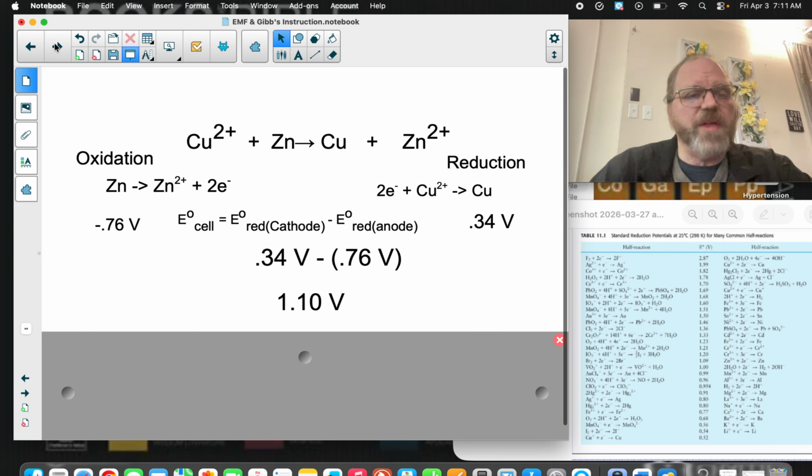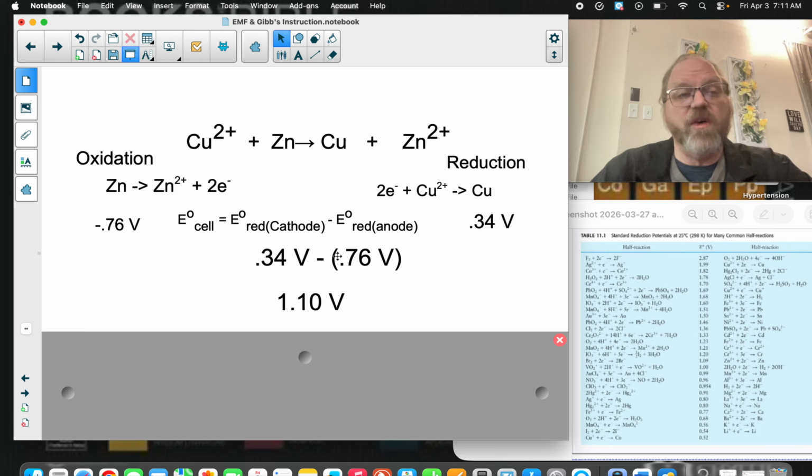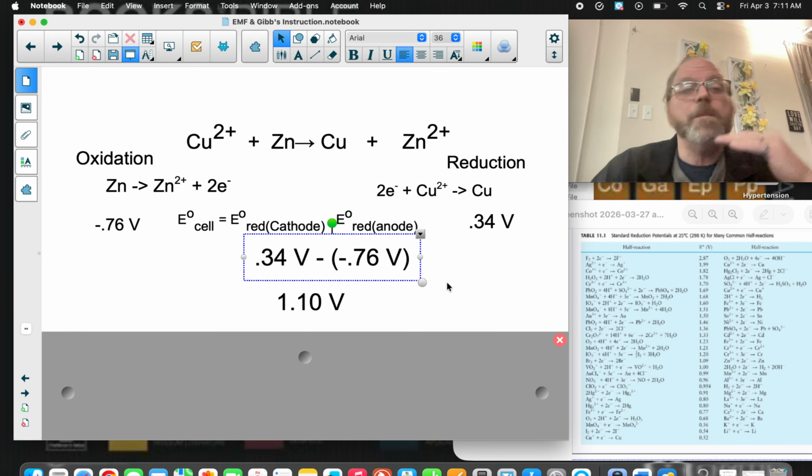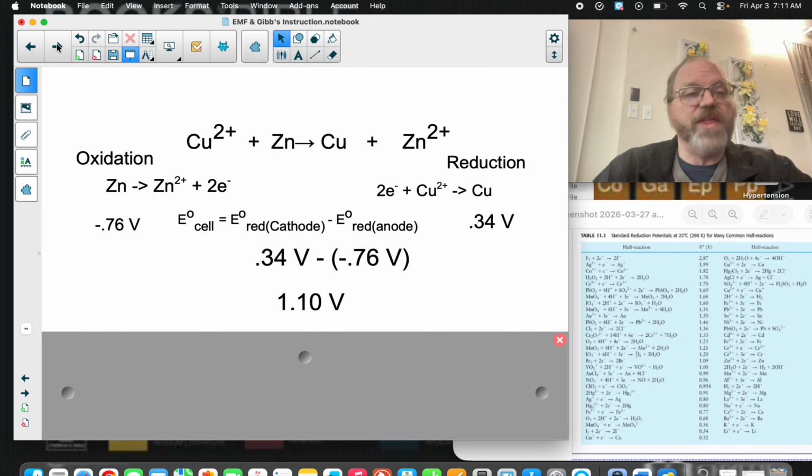And we end up with 1.10 volts for the standard reduction potential, for the EMF of that reaction. All right, let's try another one.